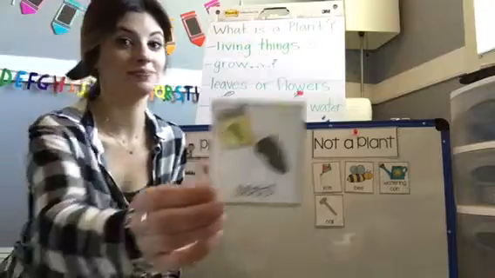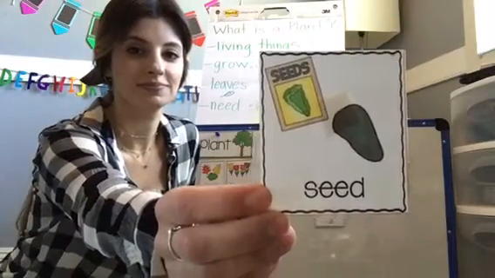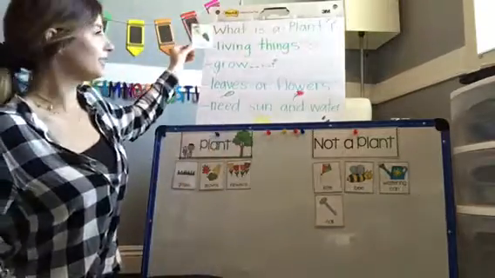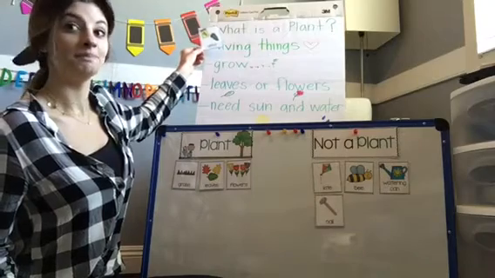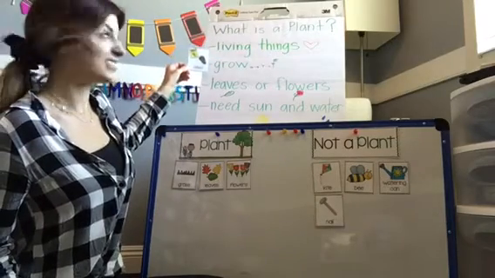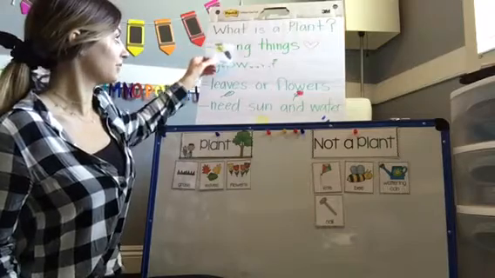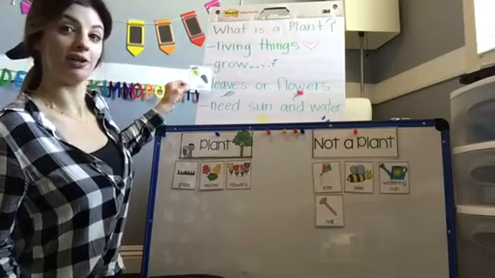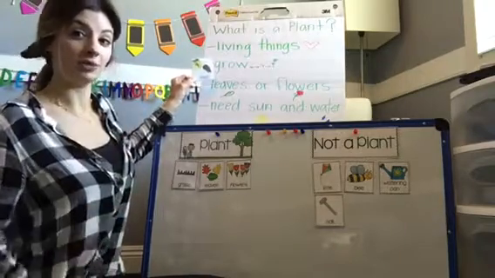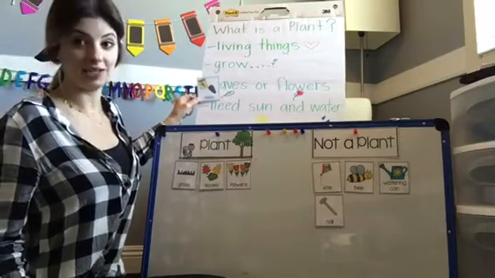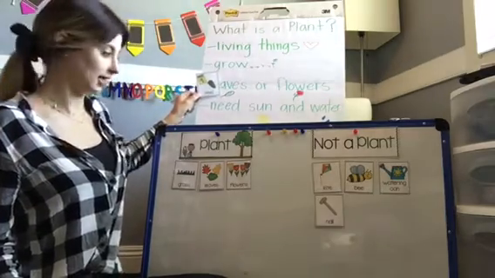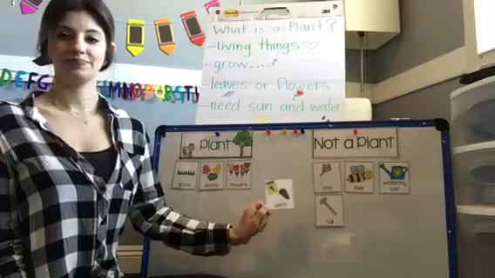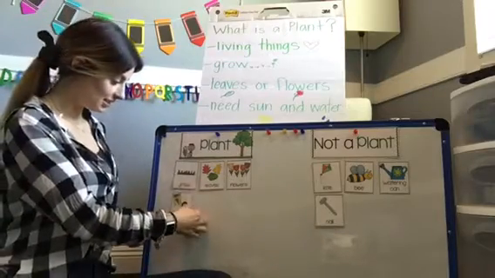This one's a little tricky. A seed. Is a seed a living thing? It is. Does a seed grow? Yes, it does. Right there is our seed. It grows. Does a seed have leaves or flowers? Well, once it grows, it will. And does a seed need sun and water? Yes, a seed does need sun and water. So is a seed a plant or not a plant? A seed is a plant. A seed is a baby plant.